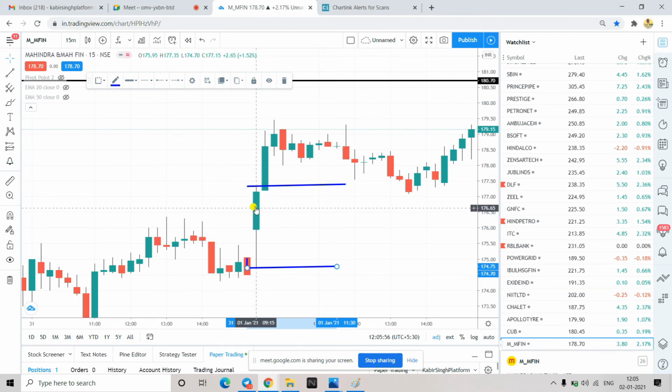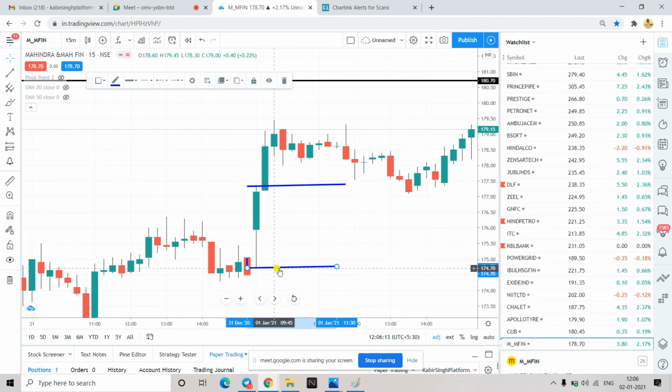Follow this, like in this case it has broken the previous day high, and once this candle is completed, on the high of that you can enter. There is a double confirmation, because it has also broken the previous day high, and the first 15 minutes candle is also good and strong.